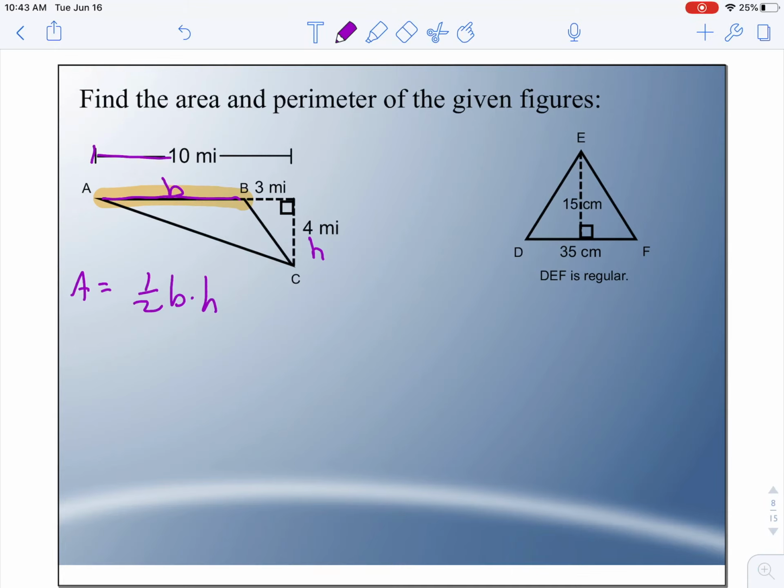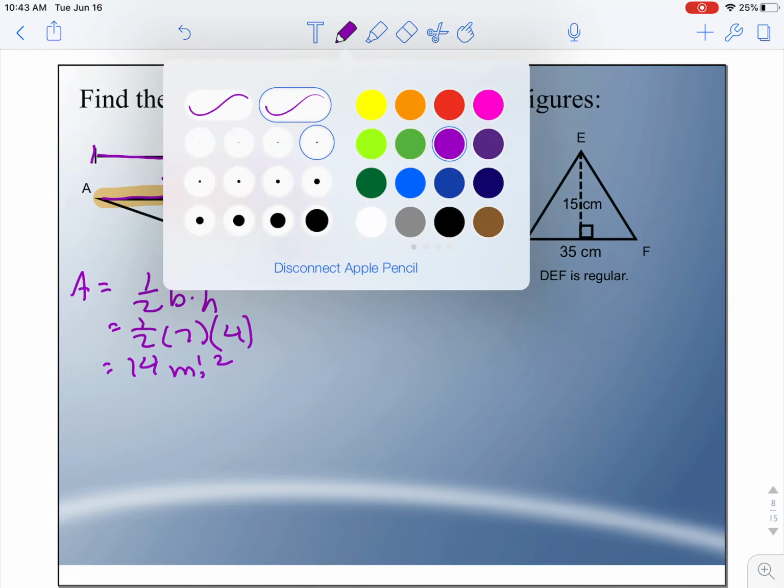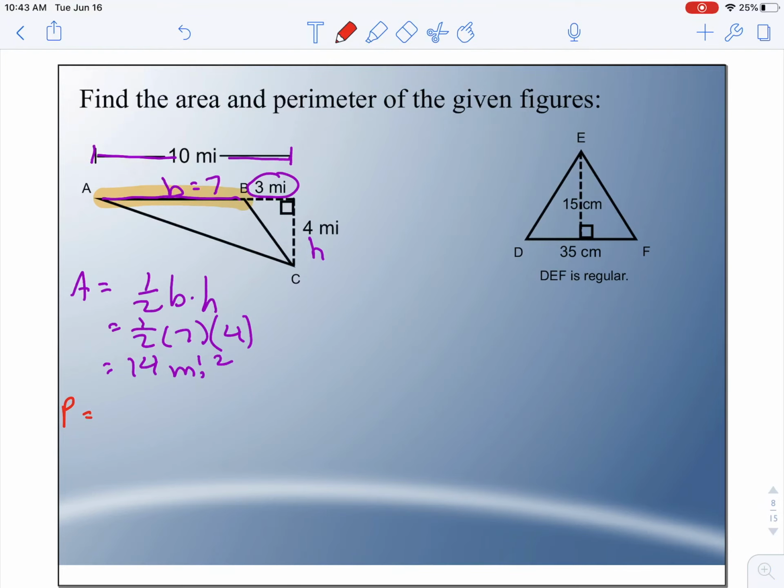Well, I know that the whole side from here to here is 10. And if this much of it is 3, then the base has to be 7. So now I have 1/2 times 7 times the height of 4. So my area is equal to 14 miles squared. Well, now let's work on the perimeter. So our perimeter is equal to, one of the sides is 7.